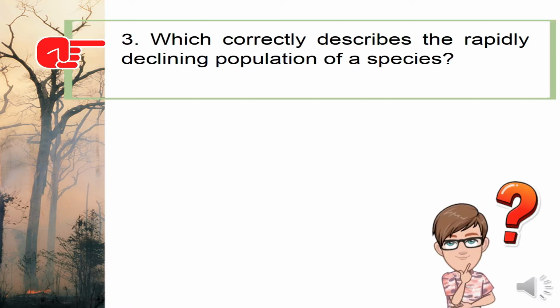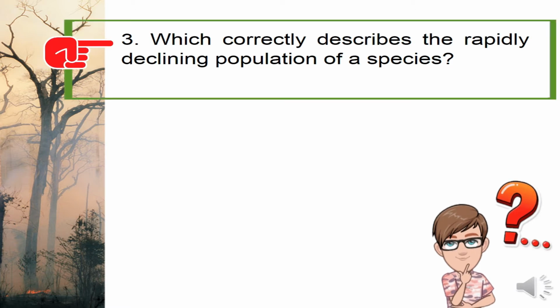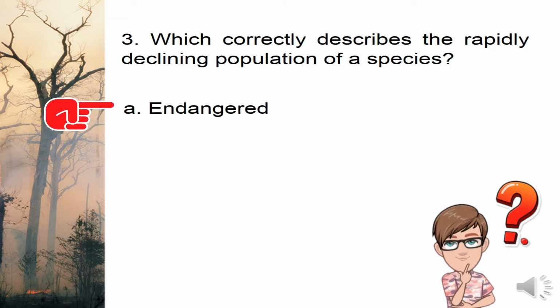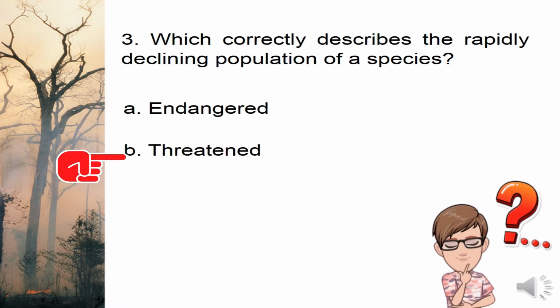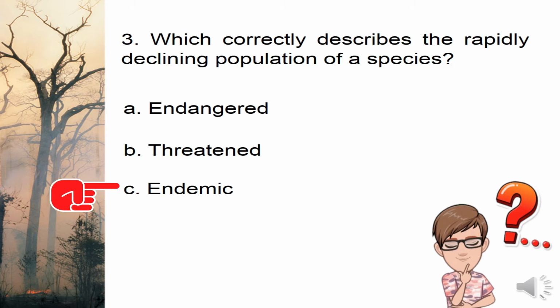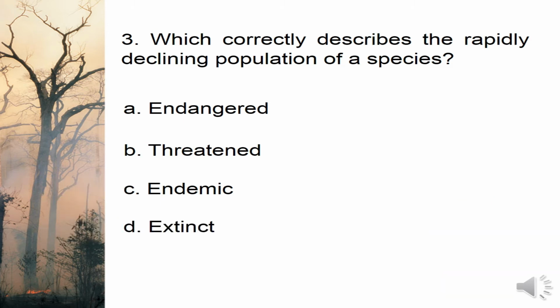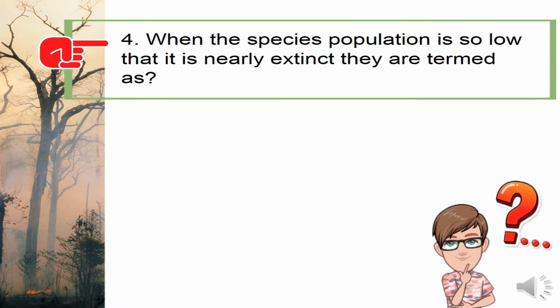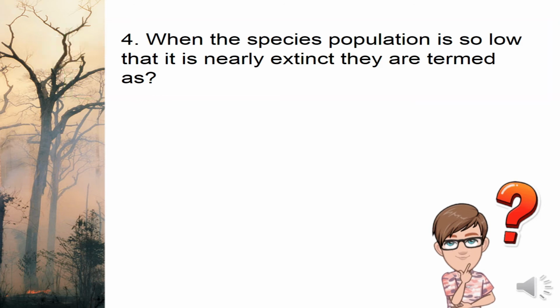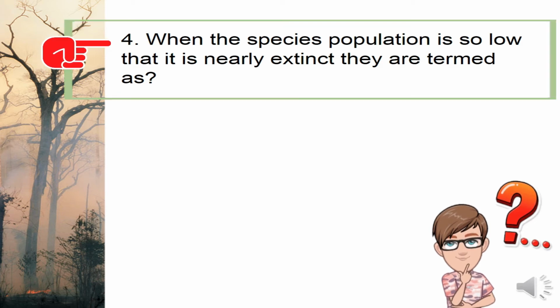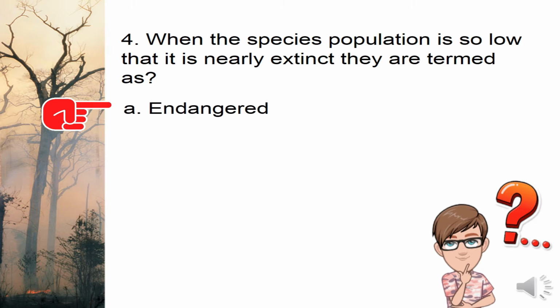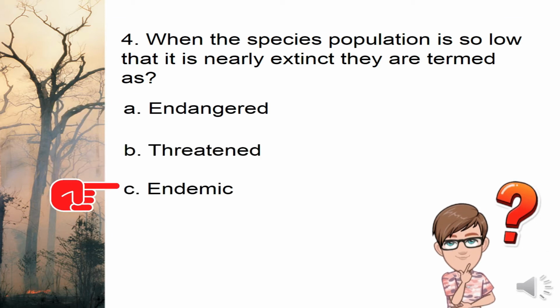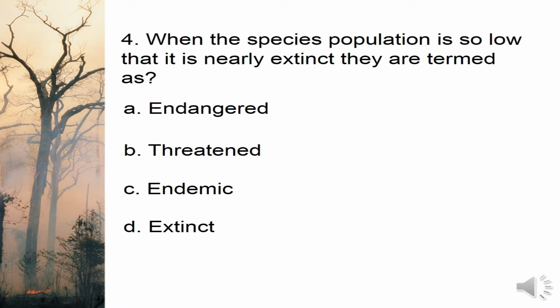Three. Which correctly describes the rapidly declining population of a species? A. Endangered. B. Threatened. C. Endemic. D. Extinct. 4. When the species population is so low that it is nearly extinct, they are termed as A. Endangered. B. Threatened. C. Endemic. D. Extinct.